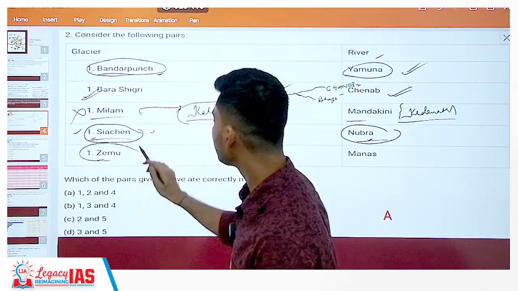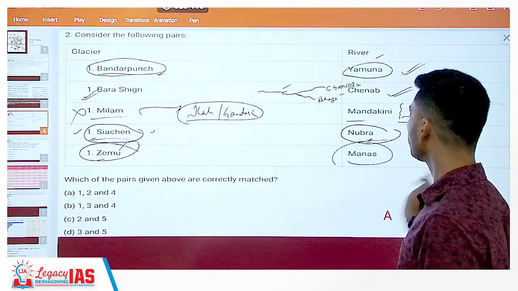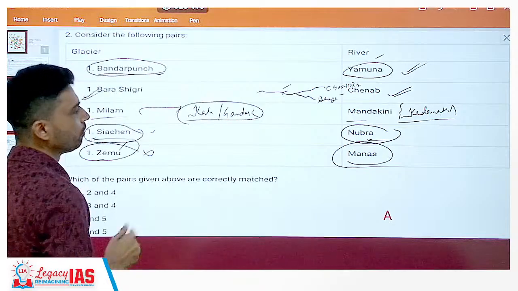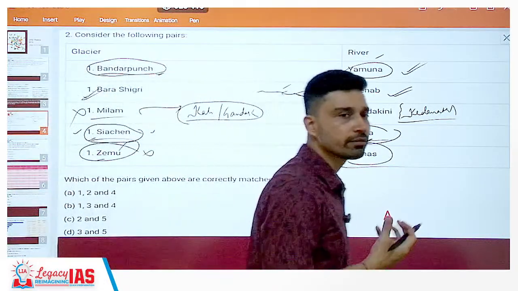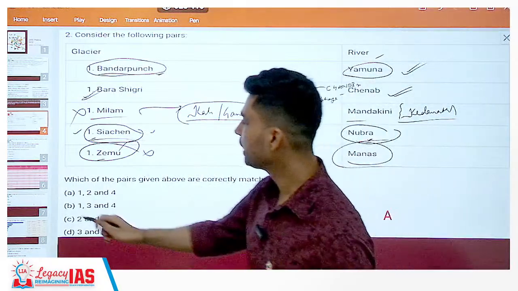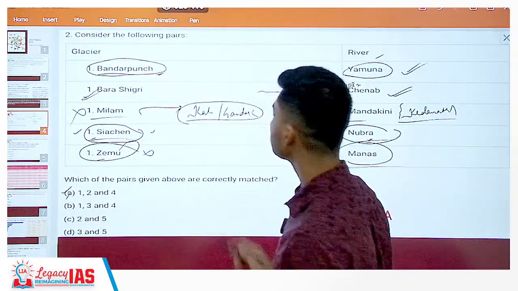Next is Jemu Glacier, the source of origin for river Manas. Now this is incorrect. Manas river originates from Bhutan, and Jemu is not the name of a glacier there. So the correct option here is 1, 2 and 4. That is, A is the correct option.